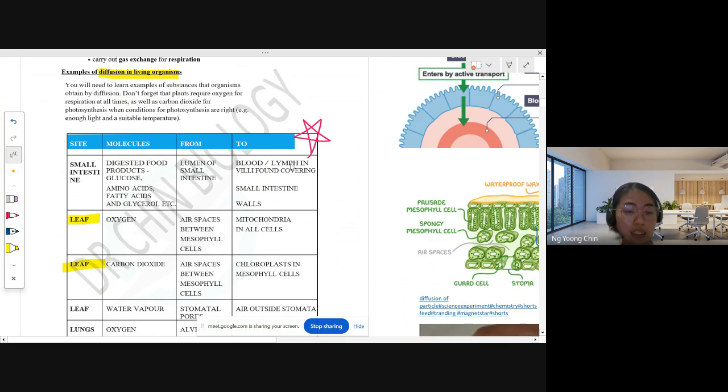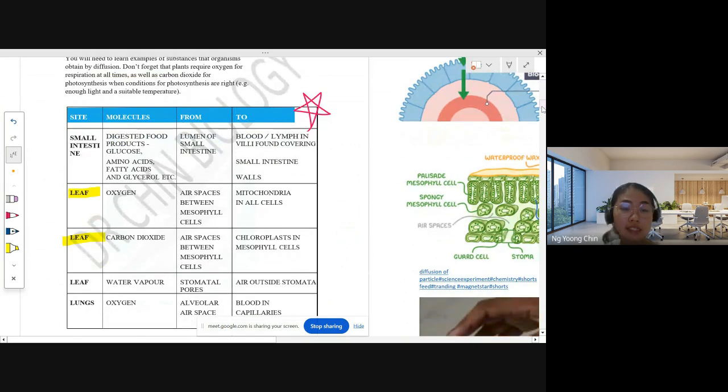In our body and also in plants, they use a lot of simple diffusion to get their nutrients. For example, in the small intestine, our digested food molecules such as glucose and amino acids are transported from the lumen into the intestine, into the blood and lymphatic system, and they will also use diffusion. About this digestion, you will learn in chapter 7, which is human nutrition.